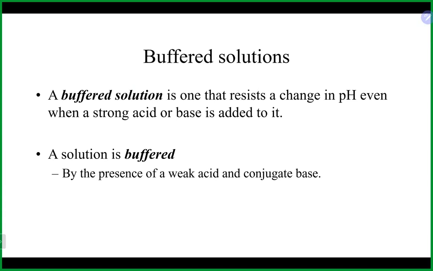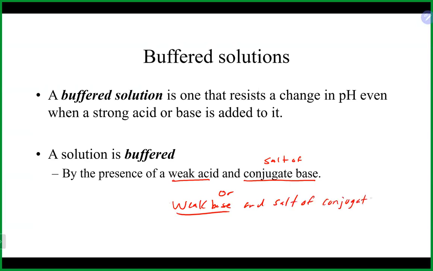So a buffer is really made out of one of 2 combinations. You can have a weak acid and its conjugate base, sometimes referred to as the salt of its conjugate base. You could also have a buffer that is made out of a weak base and the salt of its conjugate acid. Those 2 things have to be in the buffer solution to begin with in order for it to operate correctly. They're both in there to start with.